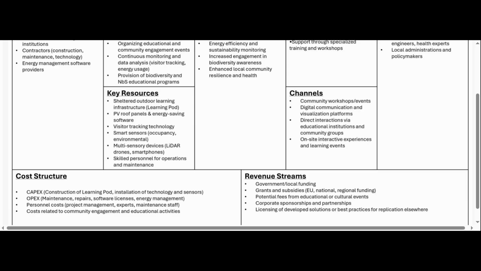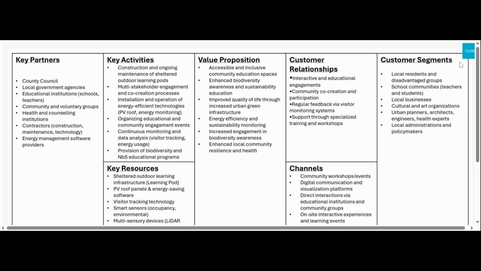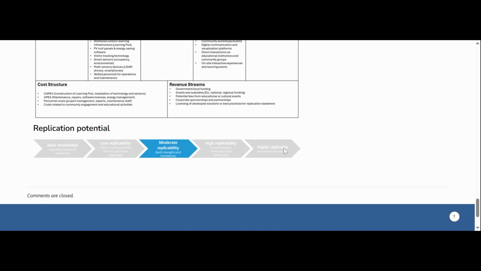On the financial side, costs include construction, technology, and staffing, while revenue streams can come from grants, government support, partnerships, or licensing. Finally, the replication bar shows the learning pod as moderately replicable. With the right partnerships and resources, this model can inspire similar projects in other cities.